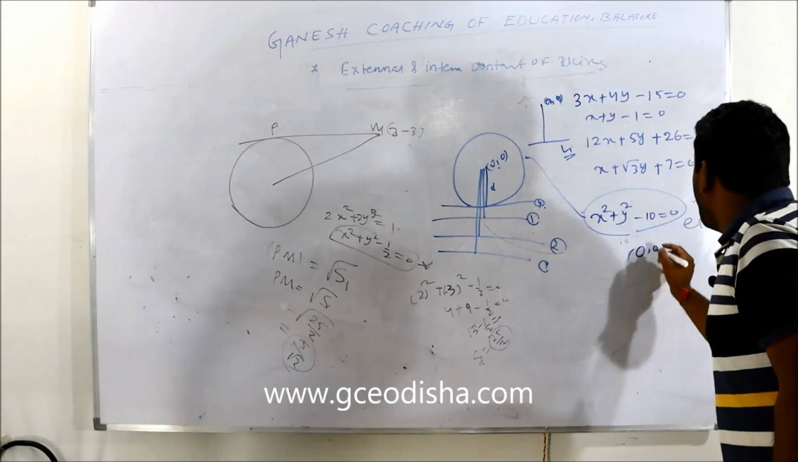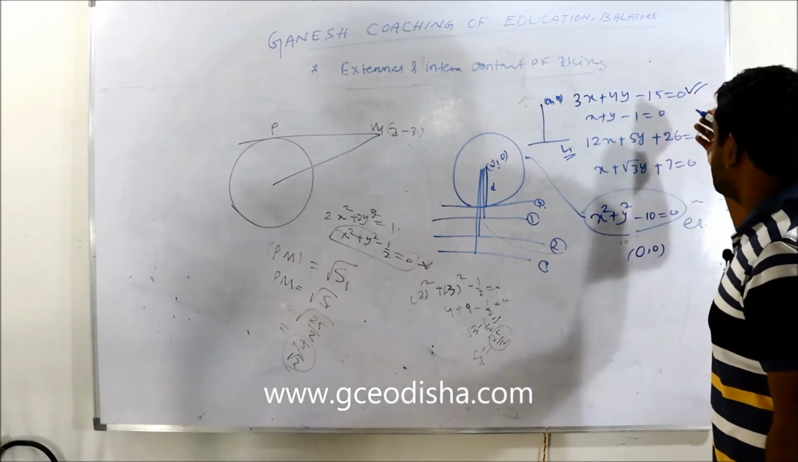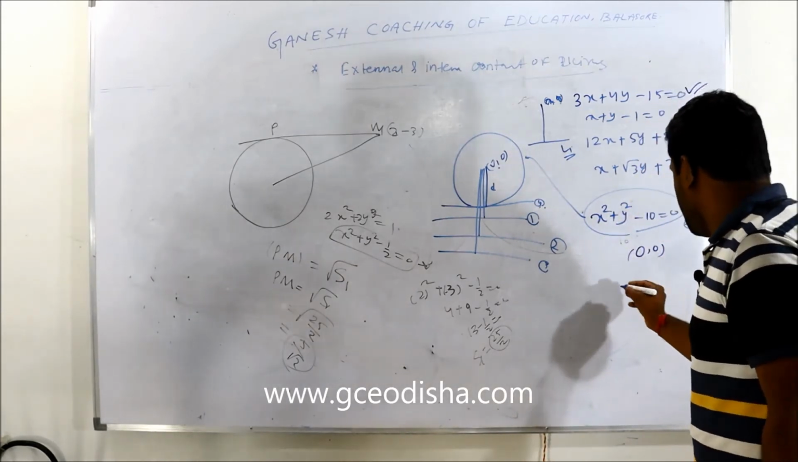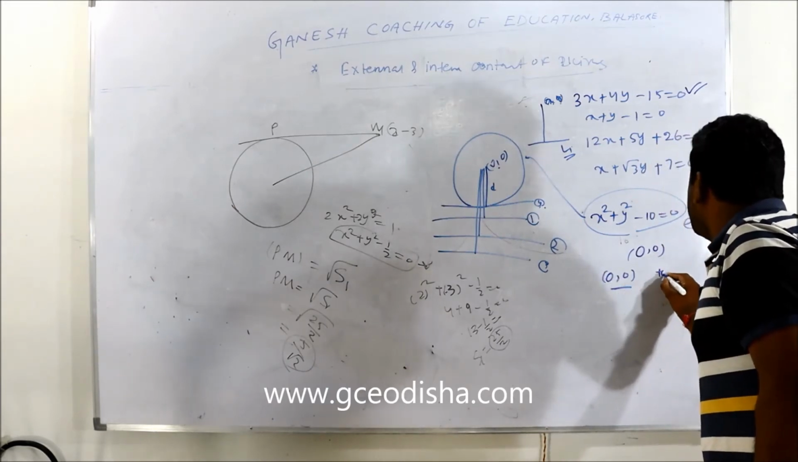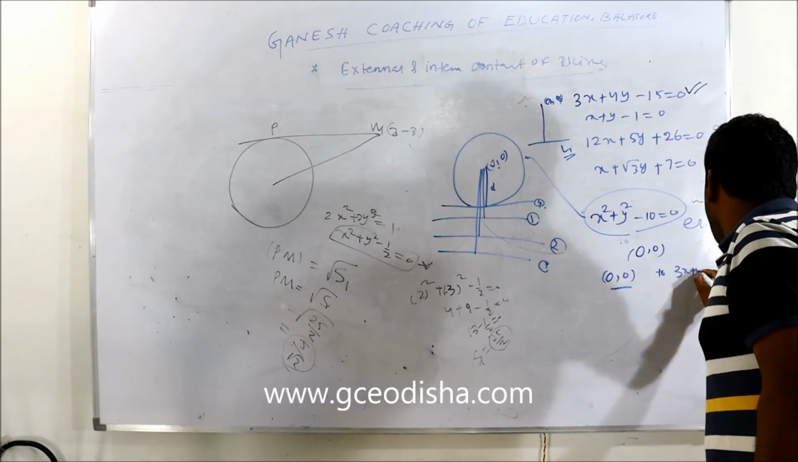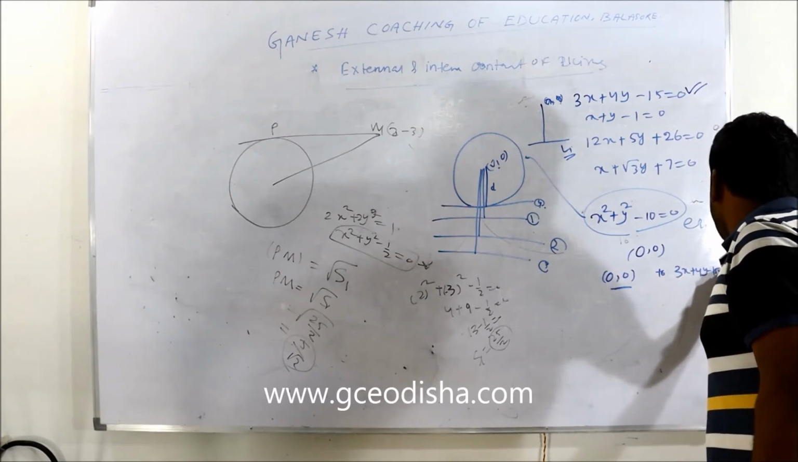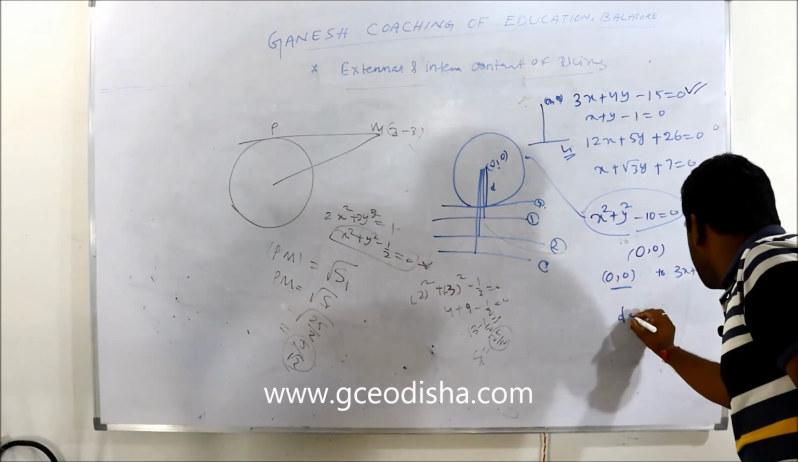Just for this equation, this is 0, from the 0, 0 point to the line. What will be the line? 4y minus 15 is equal to 0. What is the distance then?